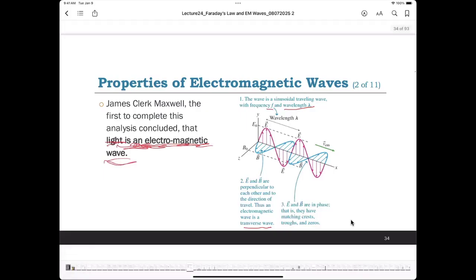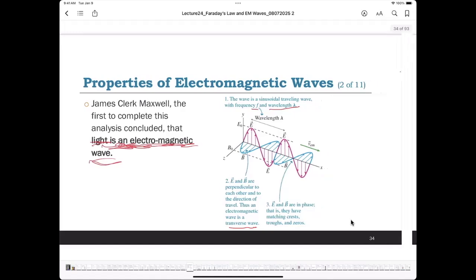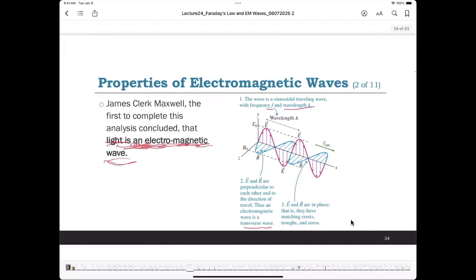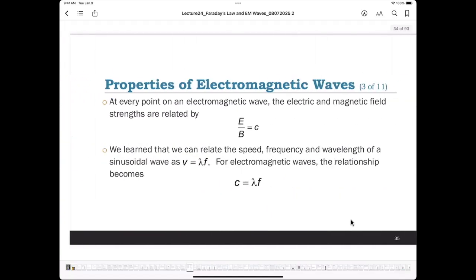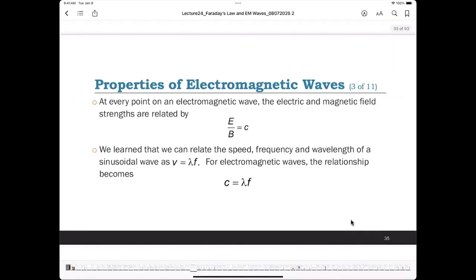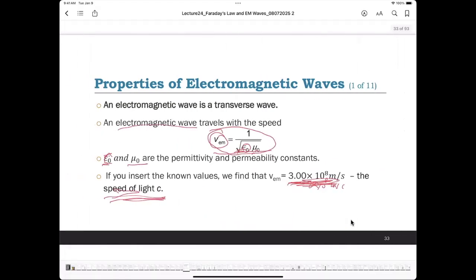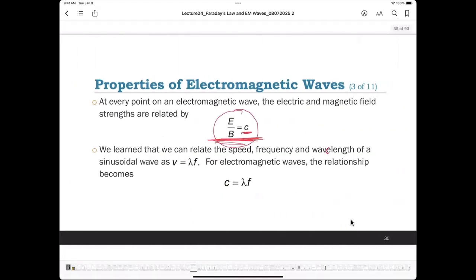This is just like a net wave. Okay. This is an electromagnetic wave, and at every point on an electromagnetic wave, the electric and magnetic field strengths are related by this relationship: E divided by B equals C. C is just the speed of light, C. Does that make sense to you?